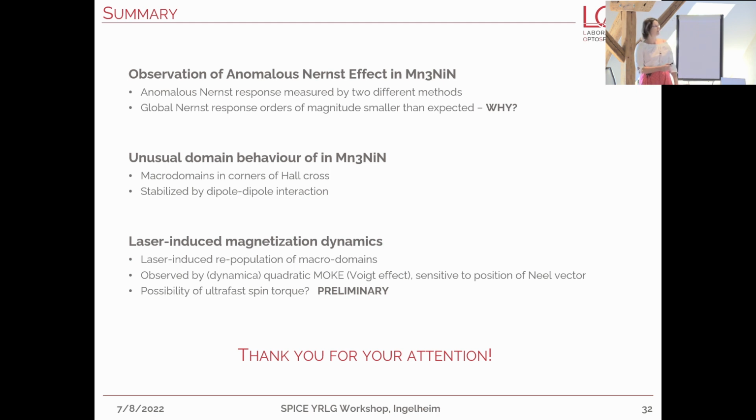So just to quickly wrap it up, we observed the anomalous Nernst effect in manganese-3 nickel nitride by two different methods, by thermoscanning and by global anomalous Nernst measurement, but we found that response to be relatively small and we don't know why yet. Using this Nernst effect, we observed an unusual behavior of domains in manganese-3 nickel nitride, and using the pump-probe methods, we were also able to measure somehow magnetization dynamics in this system, and we are still thinking about what this means.